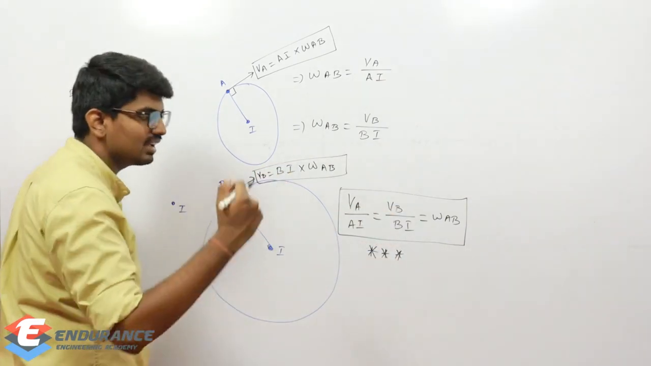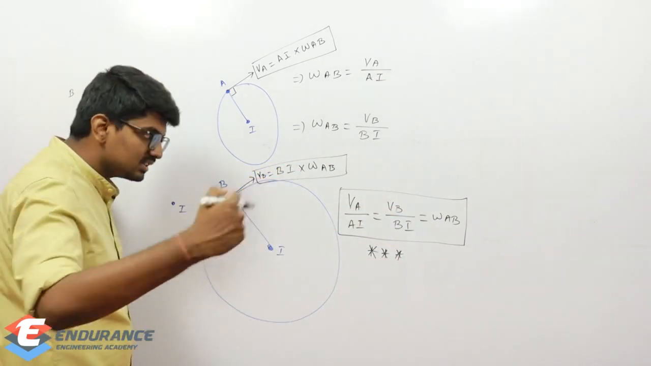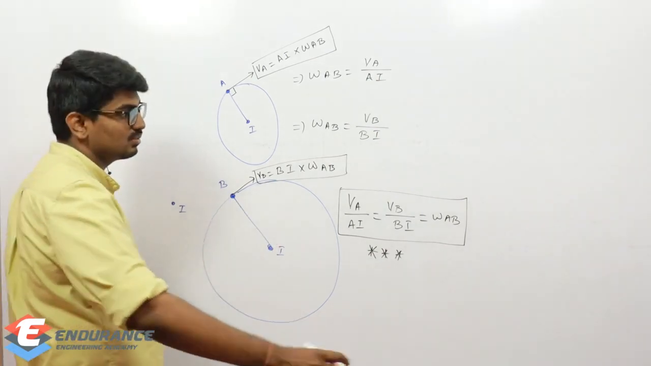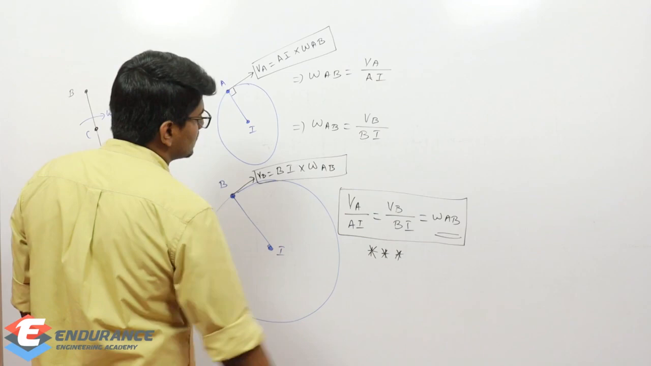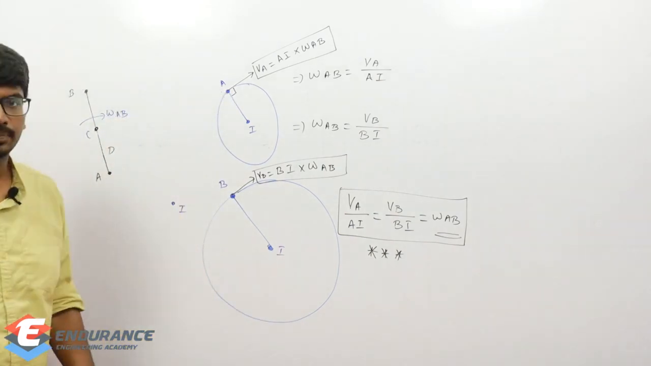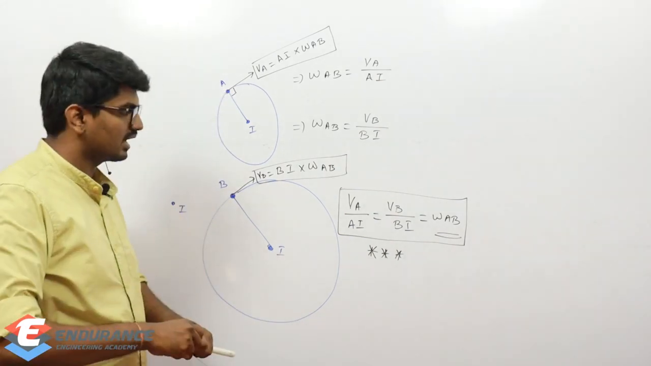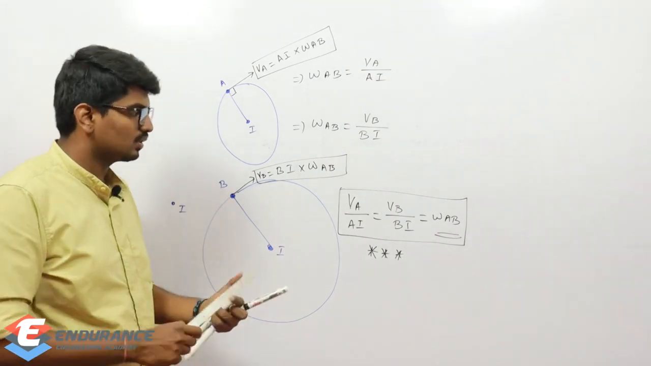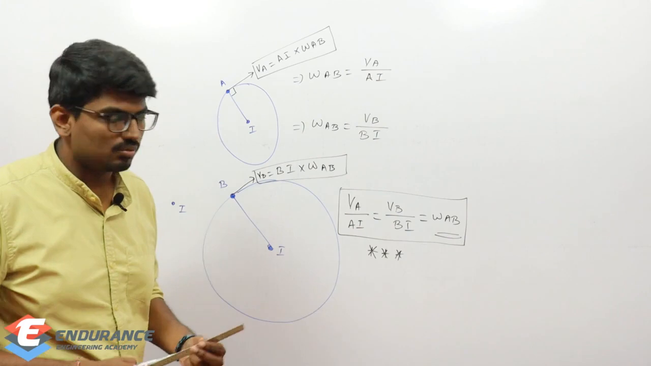Okay, so VA by AI will be equal to VB by BI, which is equal to VC by CI, which is equal to VD by DI, and all these things will be equal to the angular velocity of that particular rigid body. Okay, right. Now I hope that until this it is clear. Now, a very important point. Again, this point will also be very useful when you are solving problems.